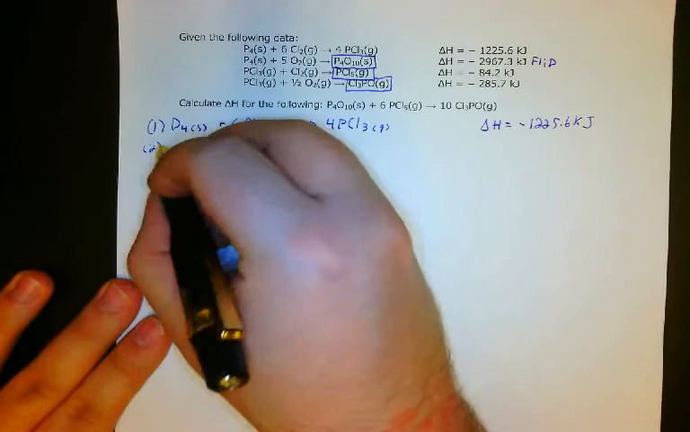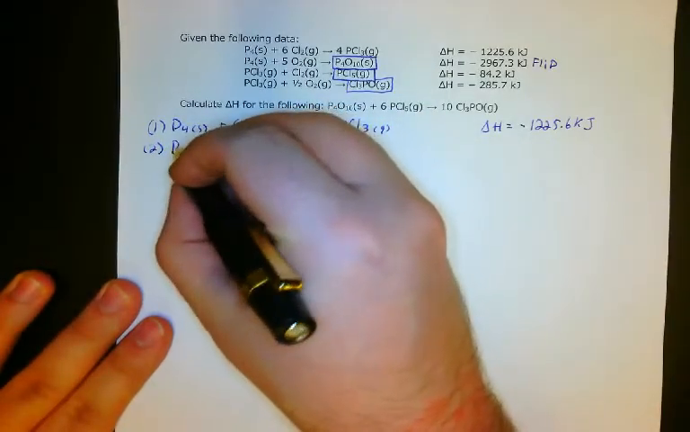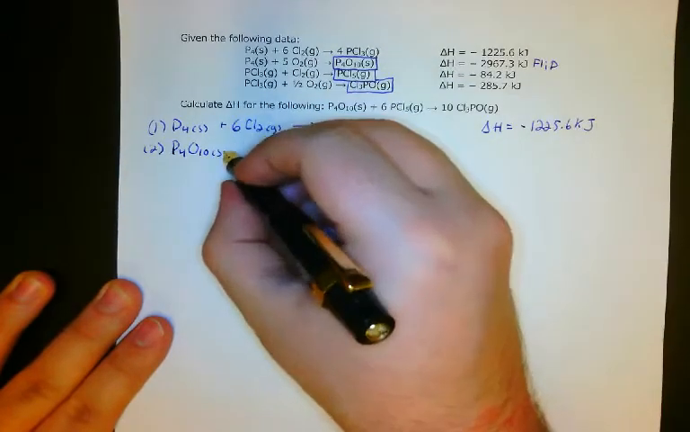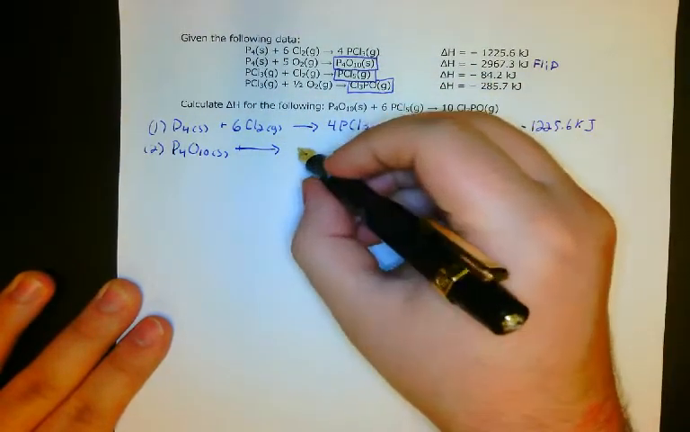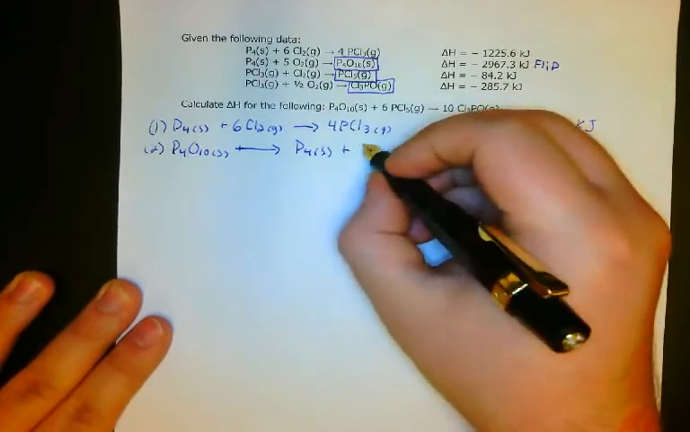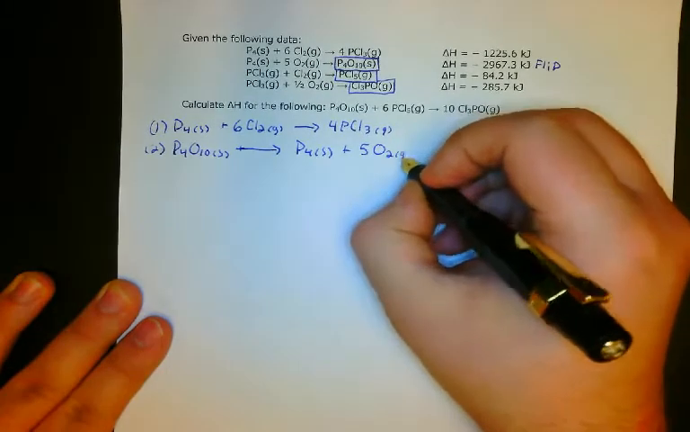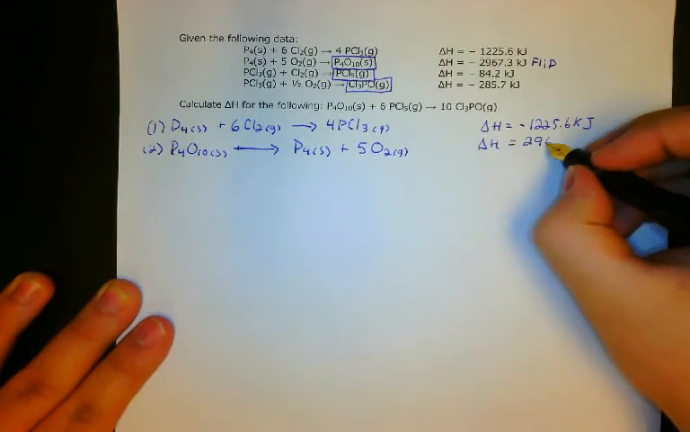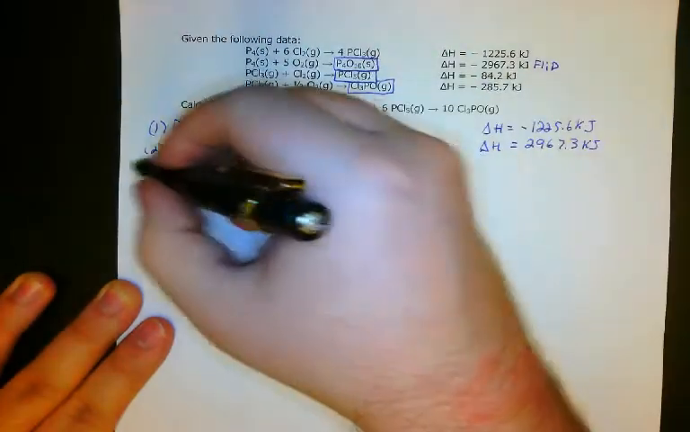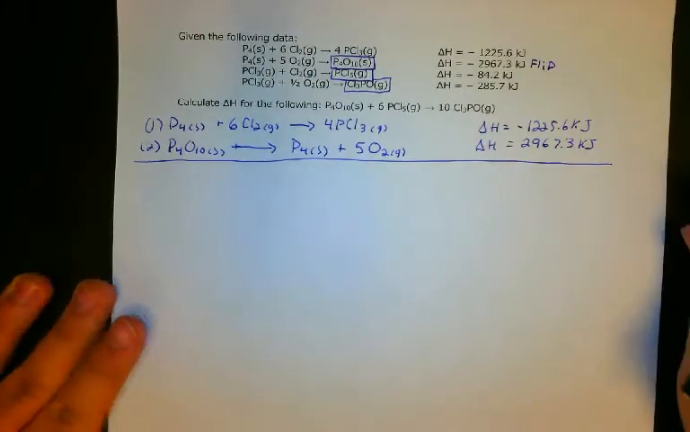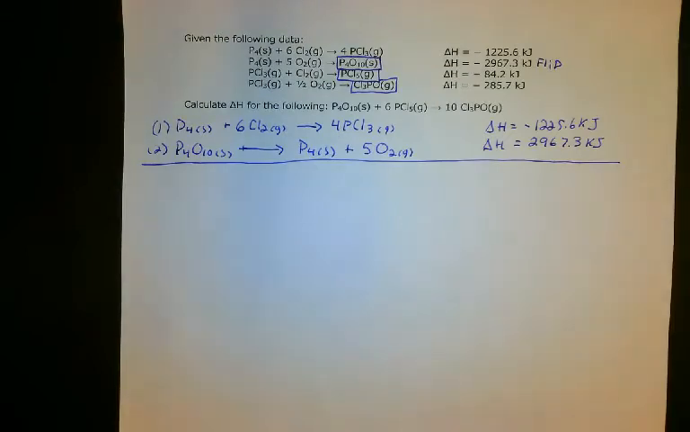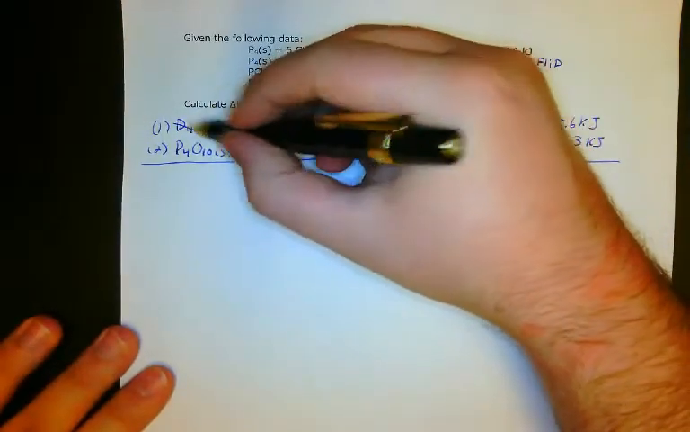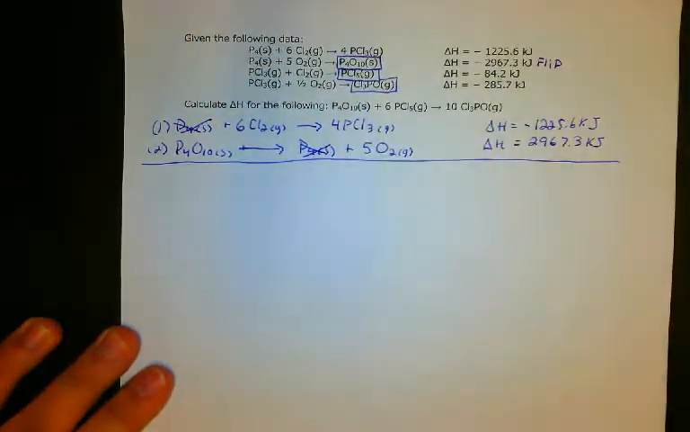Reaction 2, we know we're going to have to flip. So it'll be P4O10 is going to decompose to be P4 solid plus 5O2. And because we flipped it, our sign will change to a positive 2,967.3 kilojoules. Okay. Are there things that we can cancel? Yes, that's why we set it up this way. The P4 is on both sides. They will cancel. I don't have anything else to cancel.